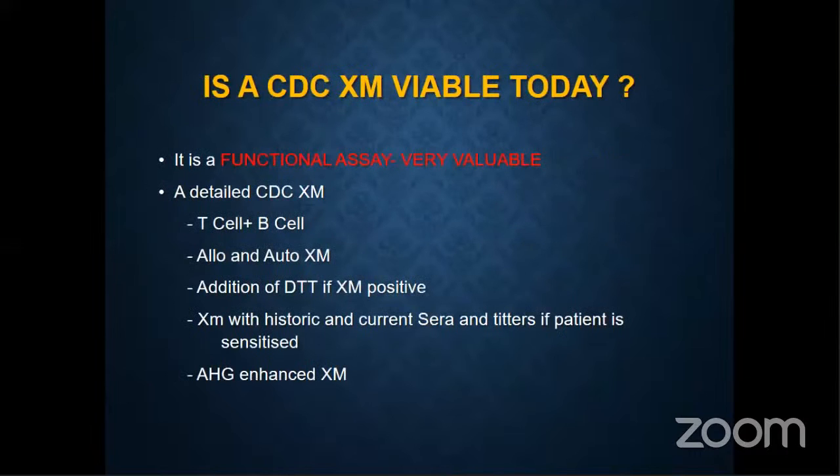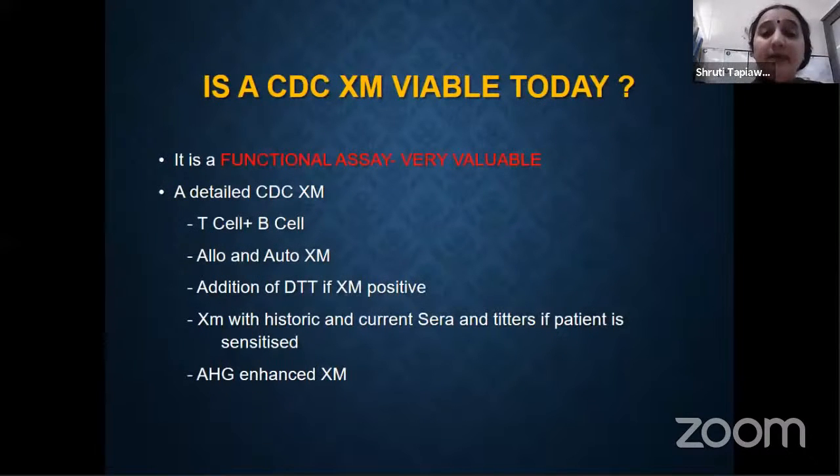So now the last two slides. Is the CDC cross-match viable? We look at CDC in a very skeptical manner, as a basic test, but no, it is very valuable. Even today in my lab, I give a lot of importance to CDC because it is so carefully done and it is a wonderful test where I can understand what is happening in the recipient serum. I know whether the serum is having autoantibodies. I know at what level it is coming positive. And then I trust less on the flow cross-match if I have a CDC, but I have to add it up. So what do I do today?